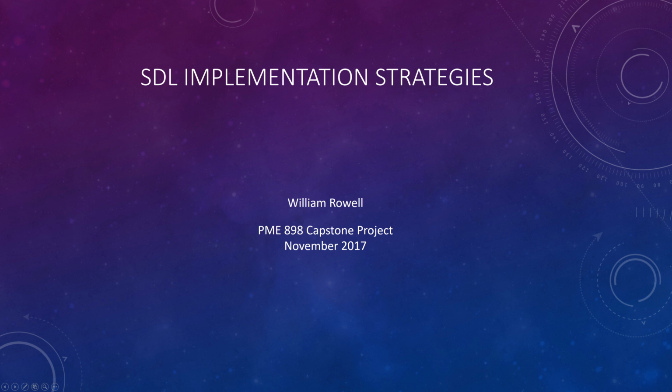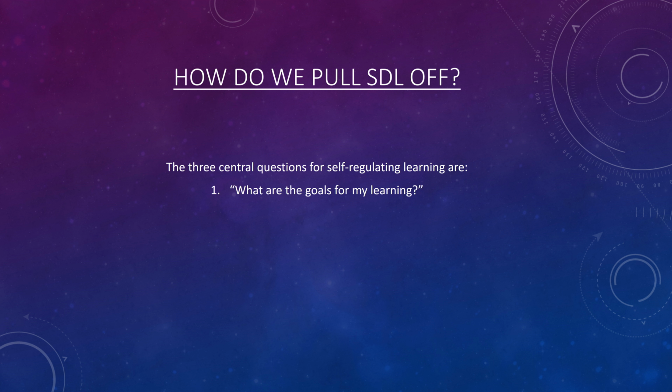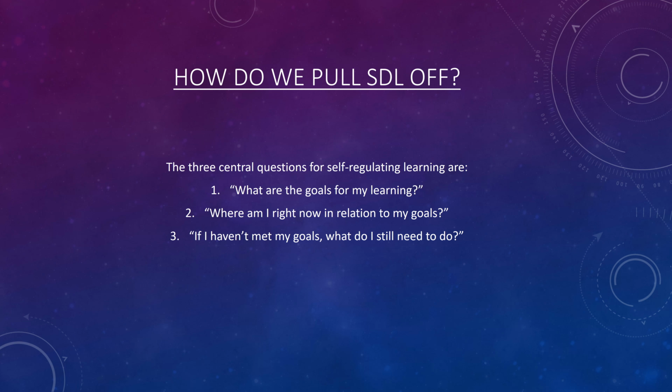Self-directed learning implementation strategies. How do we pull self-directed learning off? There are widely considered to be three central questions for self-regulating learning, which are: what are the goals for my learning? Where am I right now in relation to my goals? And if I haven't met my goals, what do I still need to do?